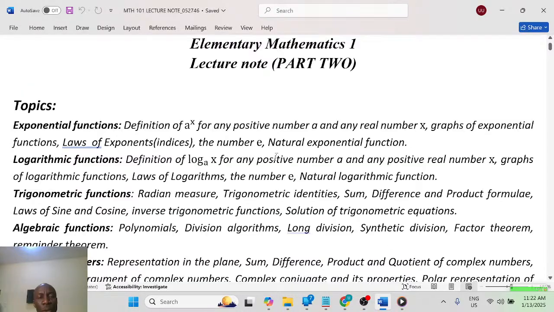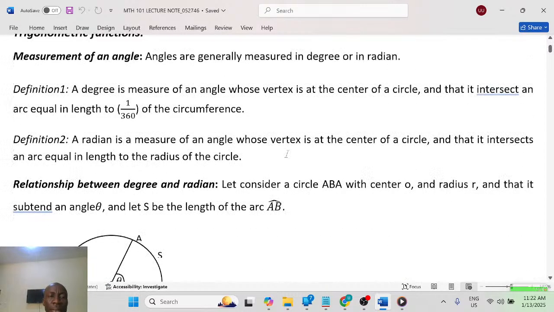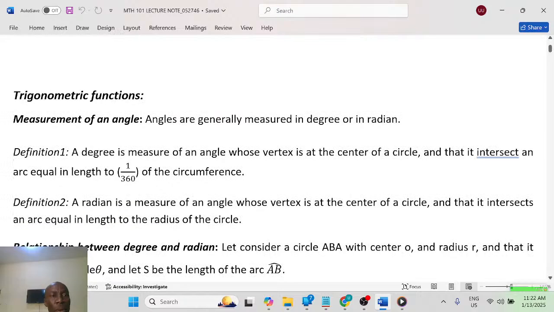Hello, good morning. Under trigonometric functions, we looked at the definition of an angle. We said that an angle is formed where two lines meet, and angles are generally measured in either degrees or radians. You have ways of converting from degrees to radians and vice versa.